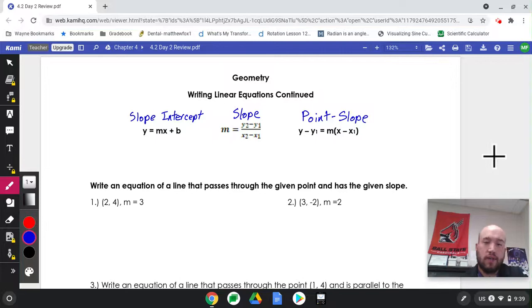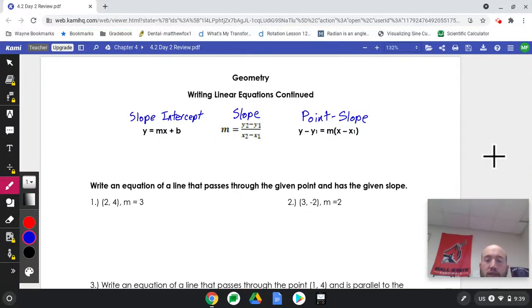All right, good morning. Today we are going to continue talking about our equations and parallel and perpendicular lines.